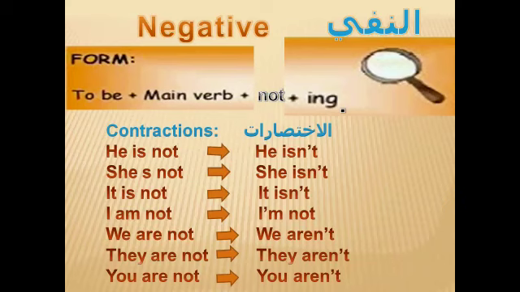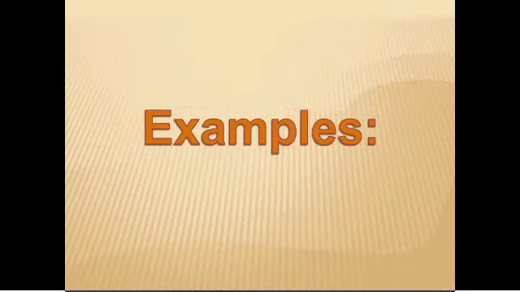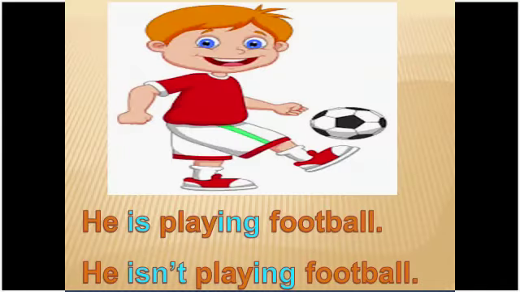Examples for the affirmative and negative sentences in the present continuous. He is playing football. He is the subject, is the verb to be, playing is the verb play with ing, and the completion is football. The negative form of this sentence is he isn't playing football.